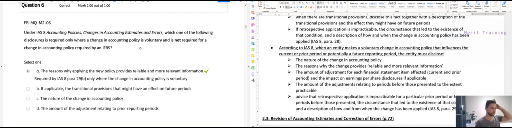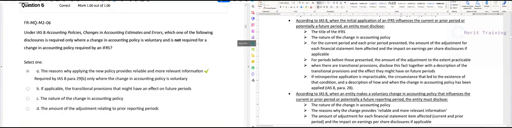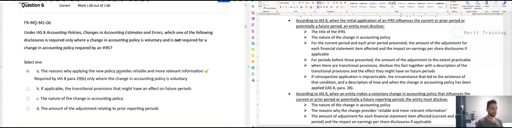Which one of the following disclosures is required only where a change in policy is voluntary and is not required for a change in accounting policy required by IFRS? Okay, so we could do this one of two ways. One, we could use the approach of ruling out items. So for example, if we see this on this list over here, because this says when IFRS influences the change, so these are the things you must do, if we see this on this list, we know we can cross that out. So for example, if applicable, the transitional provisions that might have an effect on future periods.